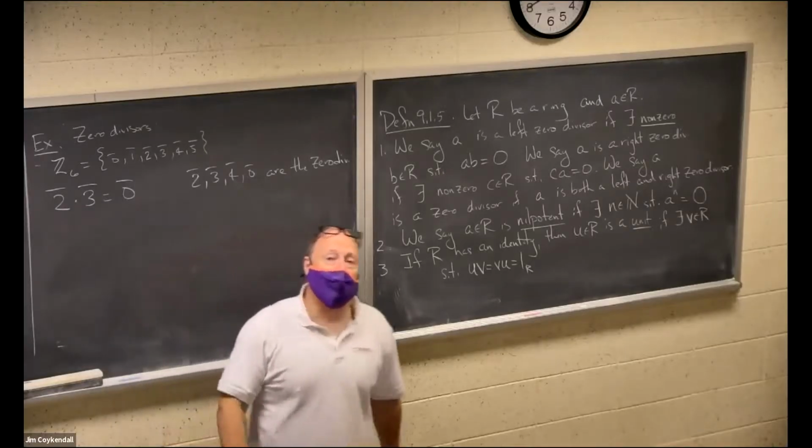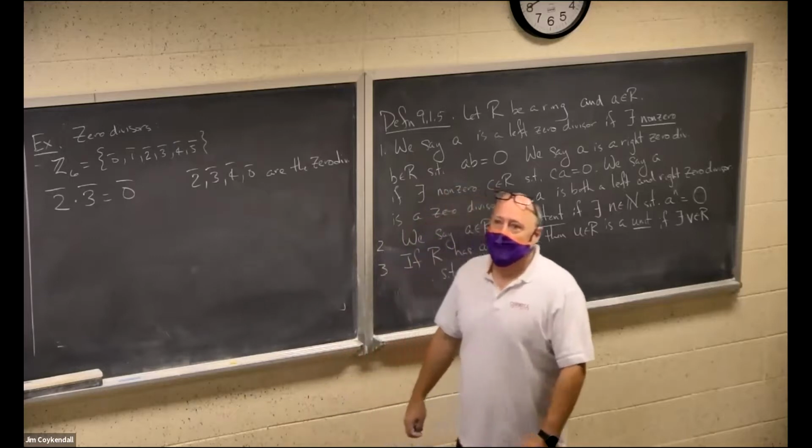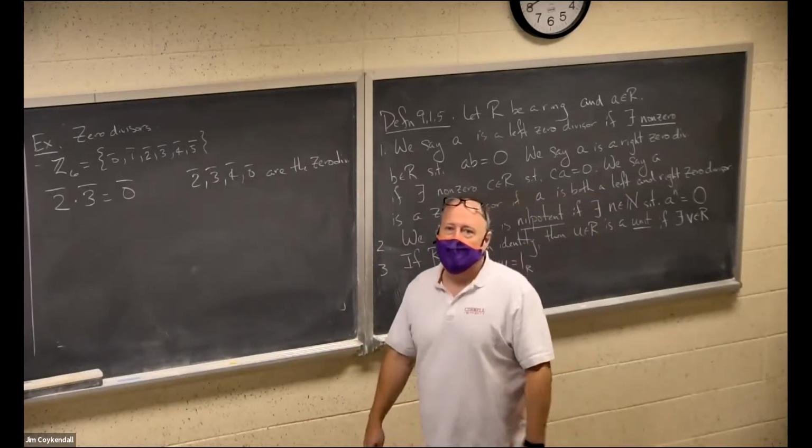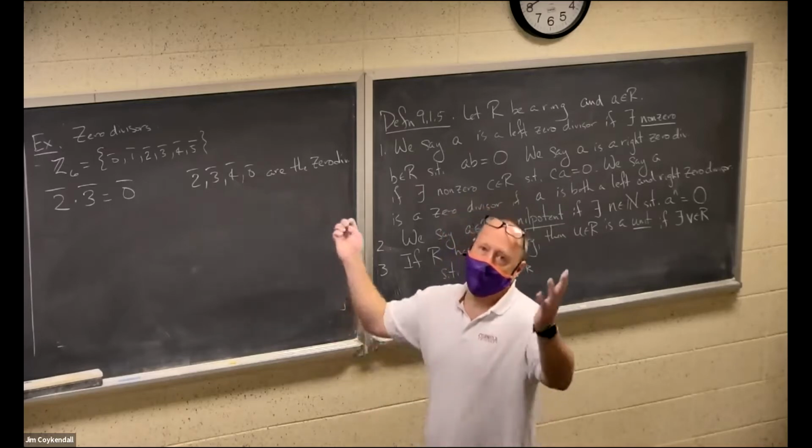Would 0 be a 0 divisor? Because doesn't it have to be non-zero? Yes, 0 bar times 1 bar is 0 bar. So I multiply 0 bar times a non-zero thing and I get 0. So it's a 0 divisor trivially. Right? Does that make sense?